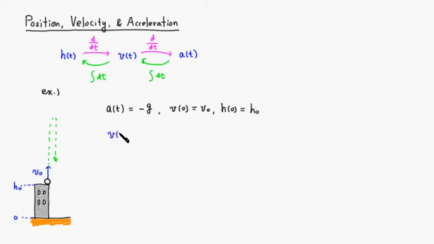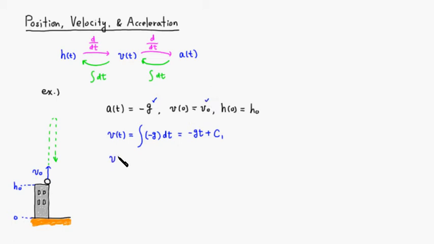So v of t can be found by taking the antiderivative of the acceleration function, in this case just a constant negative g, with respect to time. Right? So this is going to be equal to negative g times t, antiderivative, plus some constant. I'm going to call it C1. Right? Let's find C1. We use this information here.